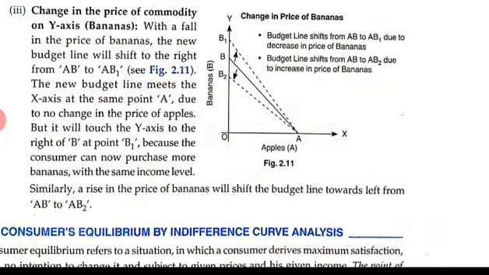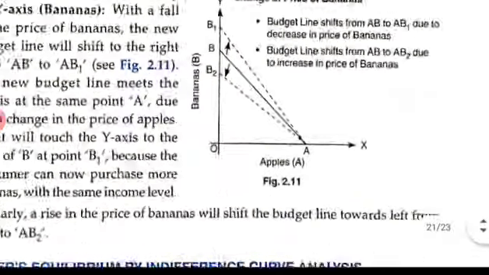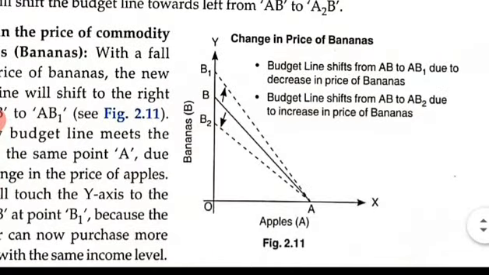Similarly, when there is a rise in the price of the banana, then the budget line will shift towards the left from AB to AB2. So this is a change in the price of banana. When there is a decrease in the price, the budget line will shift from AB to AB1. When there is an increase in the price, the budget line will shift from AB to AB2.